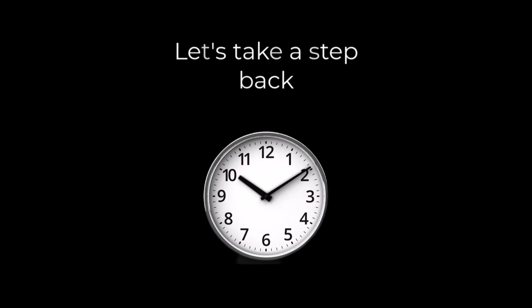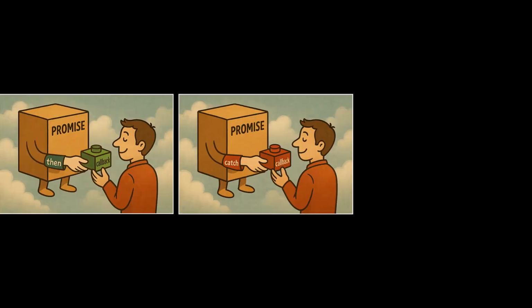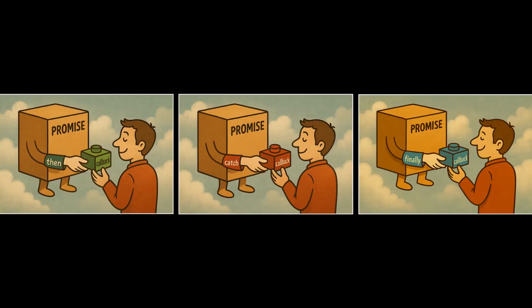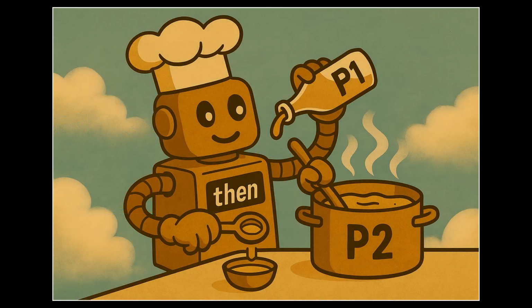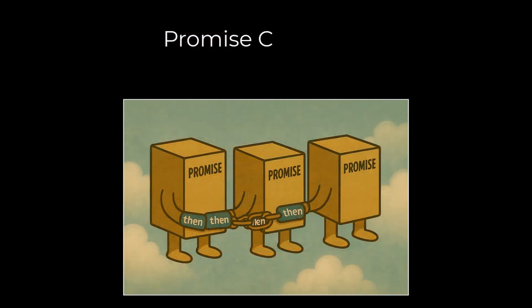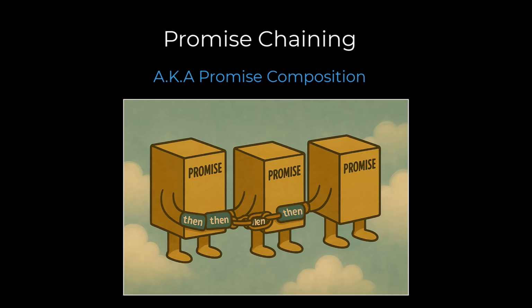Before we can do all of this with async await, let's go back to the core of promises and see how it's done with the promise methods, then, catch, and finally. What we're going to see today is that then is not just a consumer of a promise, it's also a producer. We'll see that then actually creates a new promise. The technique we're learning in this video is often called either promise chaining or promise composition. Both terms refer to the same idea.